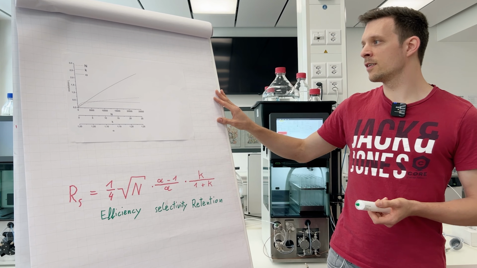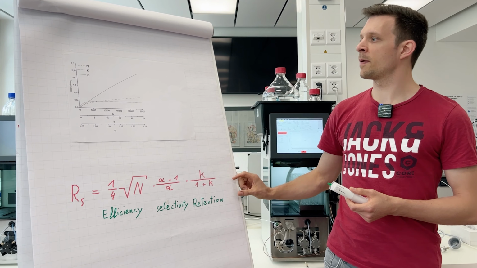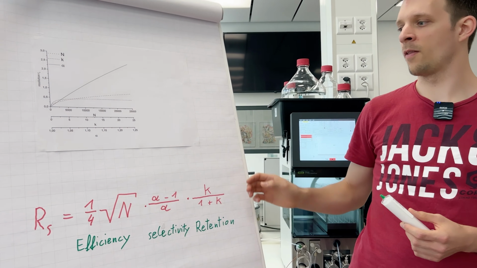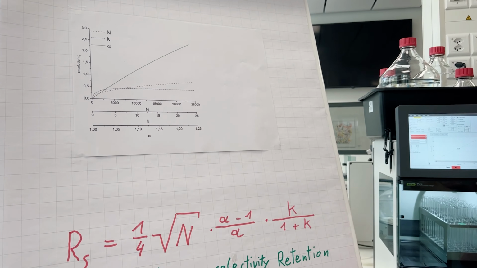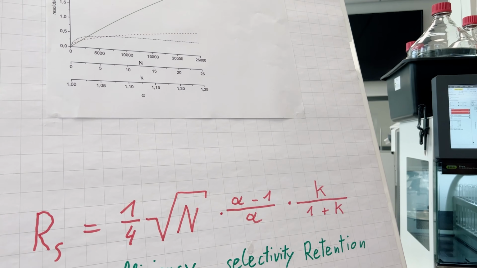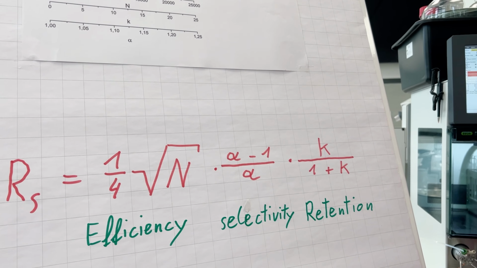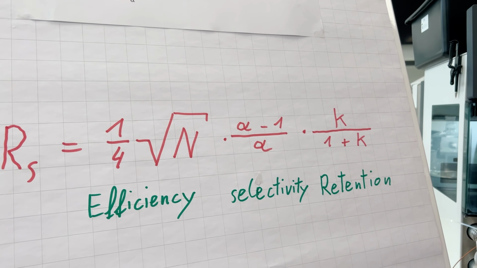Here we can also see the influence of these three parameters graphically on the resolution. For good separation, a resolution of 1.5 is sufficient. Now, let's have a deeper look into the influence of these three parameters on the resolution. We will start with the retention factor.